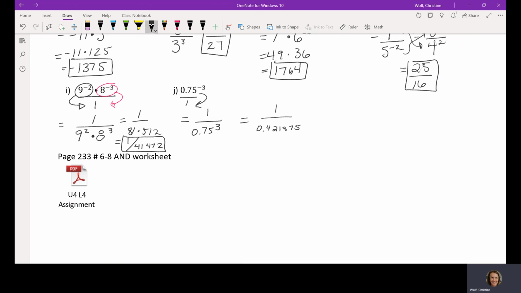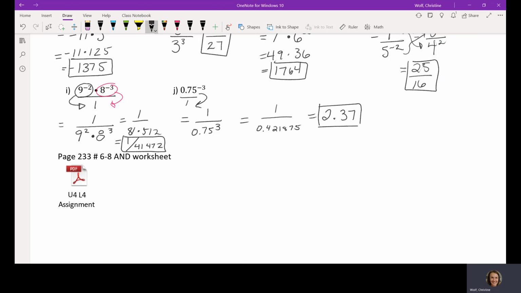0.421875. Now, you are not allowed to leave decimals in a fraction. You can't have it both ways. You either have a fraction or a decimal, but you can't have a decimal and a fraction together. So all you do is just go 1 divided by that number. So 1, because that's what this fraction is really saying. You want 1 divided by 0.421875, and that just equals, we'll round to a couple decimal places, 2.37. Okay.